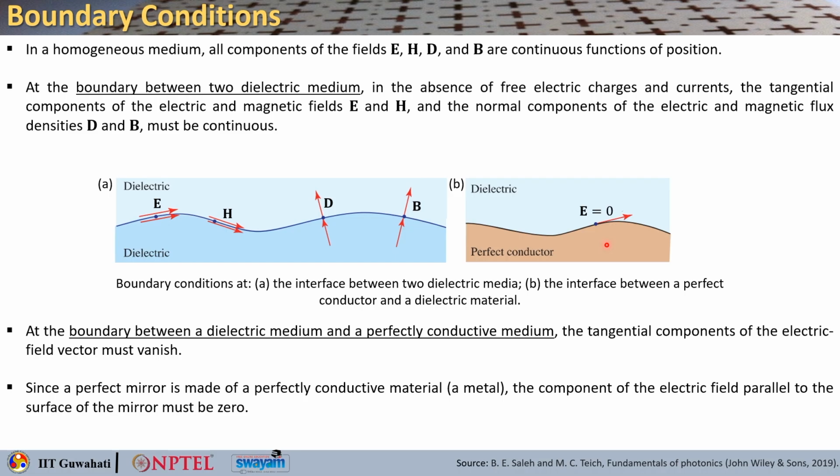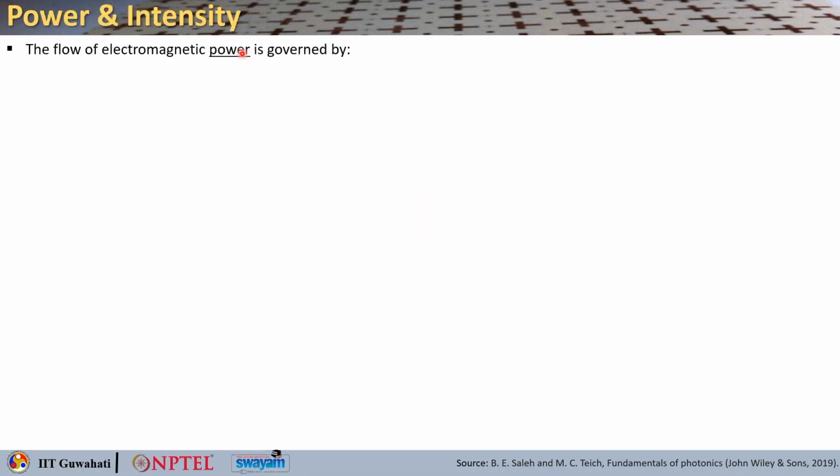So, these boundary conditions are an integral part of Maxwell's equation. They are basically used to determine the reflectance and transmittance of waves at various boundaries, and also to find out the propagation of waves in periodic dielectric structures and waveguides. So, it is very important to understand the boundary conditions.